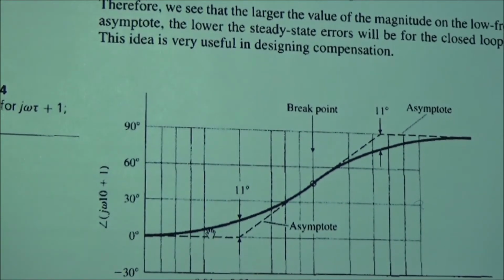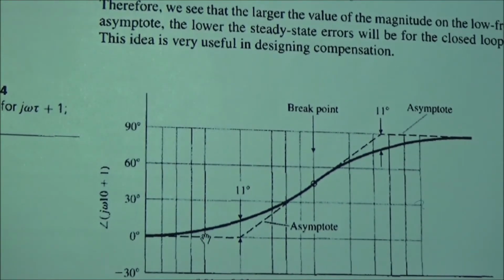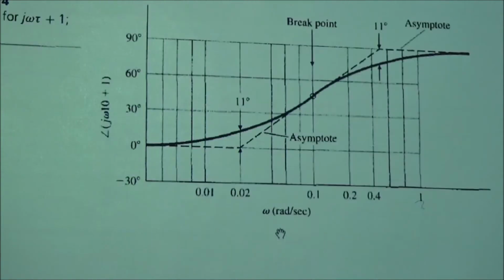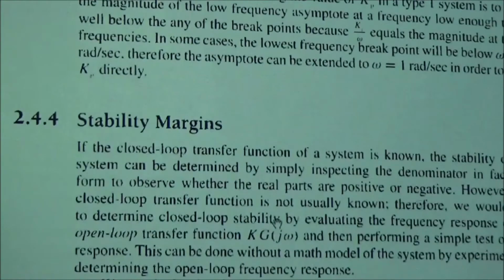For a zero, you just have the opposite. For every zero, you're going to have a plus 20 dB per decade contribution in the magnitude plot, and in the phase plot, you will have a plus 90 degrees for every zero of the system. So that's the situation there.